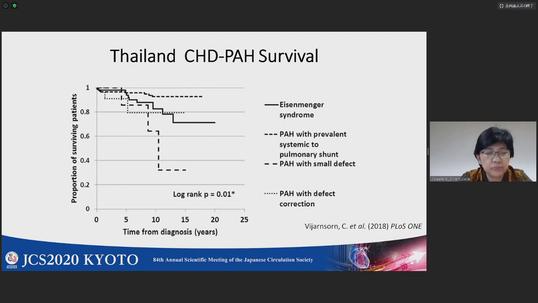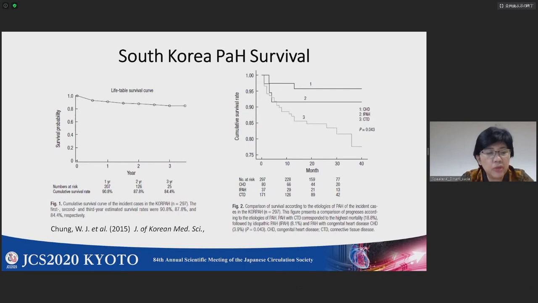This is data from South Korea about PAH survival. Data from Chung et al., 2015, with 3 years of observation, shows that after 3 years, the survival probability was more than 80%. In figure two on the right side, we can see that congenital heart disease is the best etiology in regards to survival rate, 96.1% with a significant p-value. But connective tissue disease is shown as the worst etiology compared with the others, with only 81.2% survival.